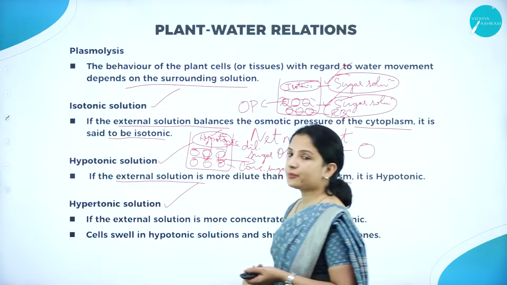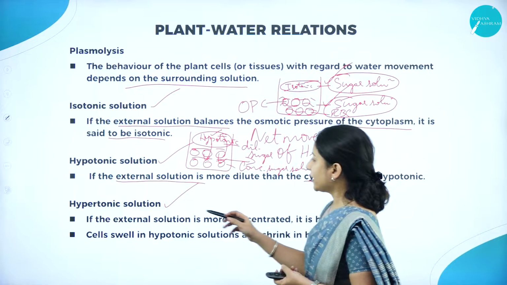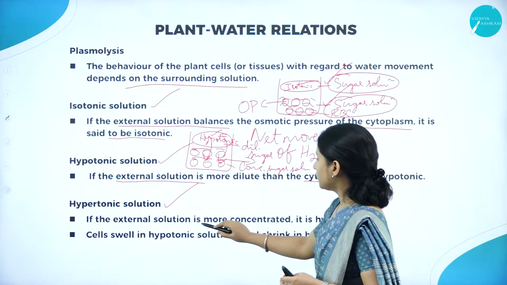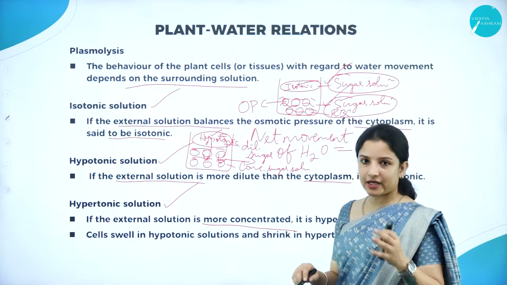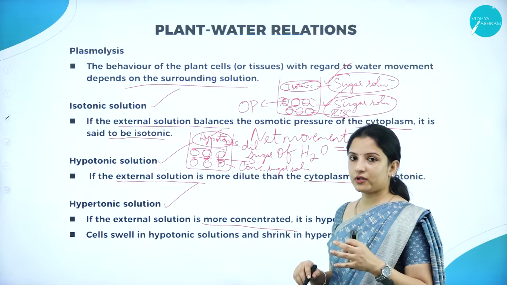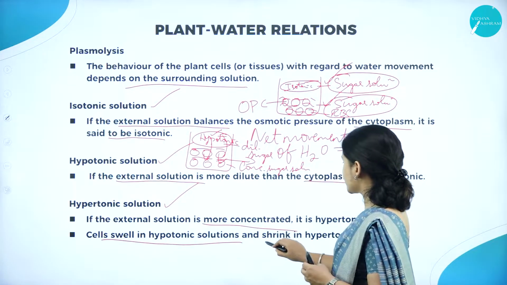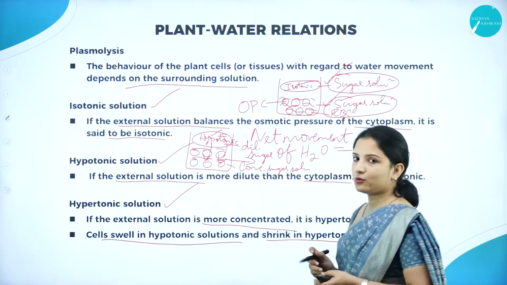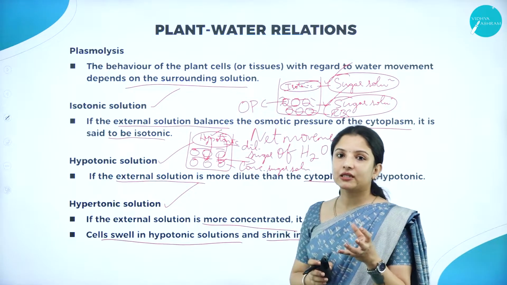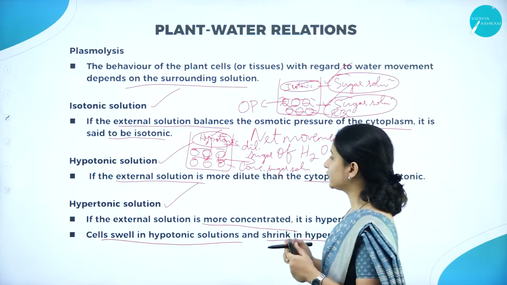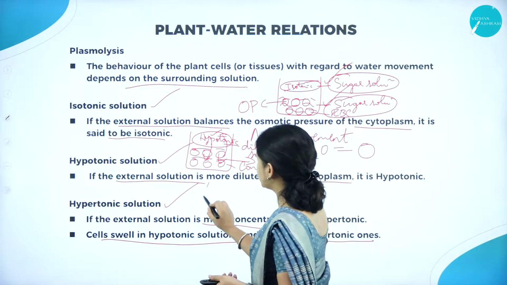Next, talking about hypertonic solution. So hypertonic solution here, if the external solution is more concentrated, it is hypertonic. So here what will happen? The cells swell in the hypotonic solution and shrink in the hypertonic ones. The best example I can give you is the grapes, right? So we will go into that. Before that, I'll tell you about hypertonic solution.